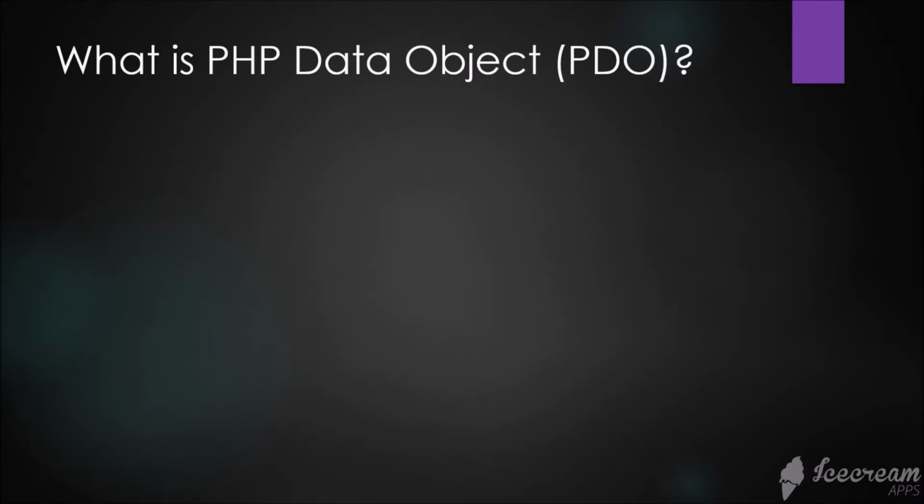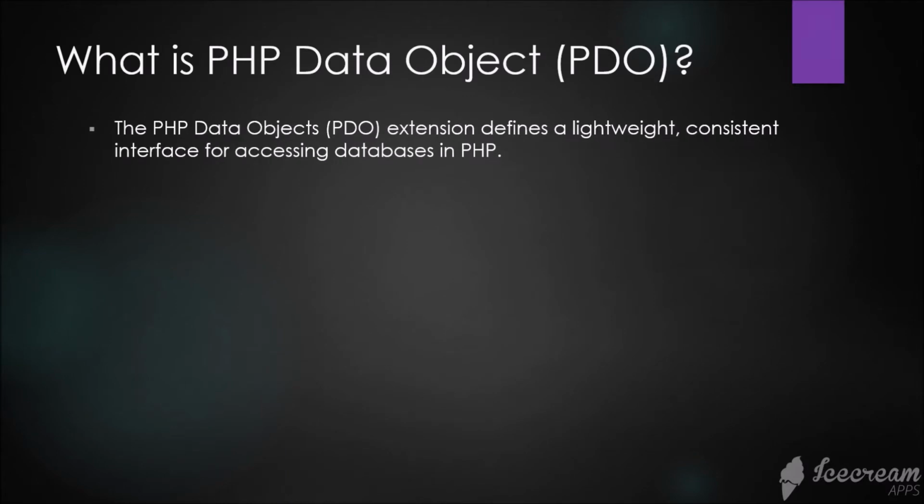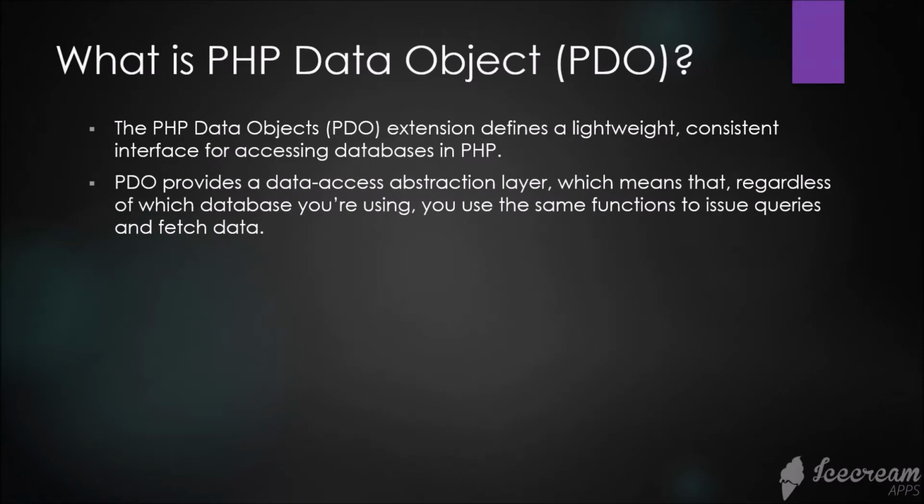Next is, what is PHP Data Object, or PDO? The PHP Data Objects, or PDO, extension defines a lightweight, consistent interface for accessing databases in PHP. PDO provides a data access abstraction layer, which means that regardless of which database you're using, you use the same functions to issue queries and fetch data.